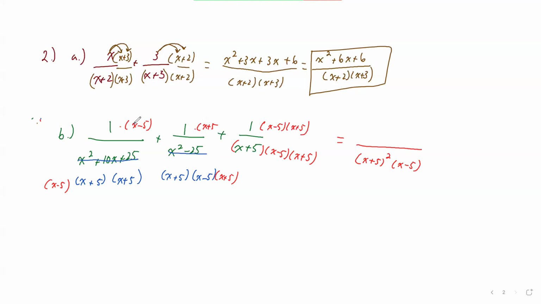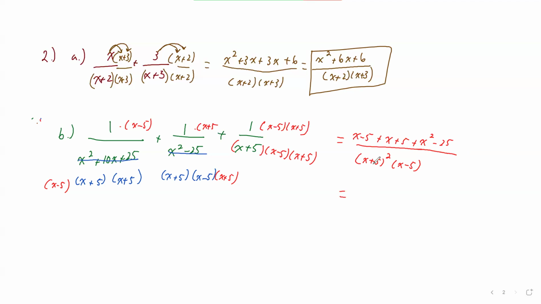Now when I do that, 1 times that is just x minus 5 plus x plus 5 plus this right here. I can actually FOIL out, or notice that this is the same thing. So I'm going to see that and go, well, that's just the same thing as x squared minus 25.